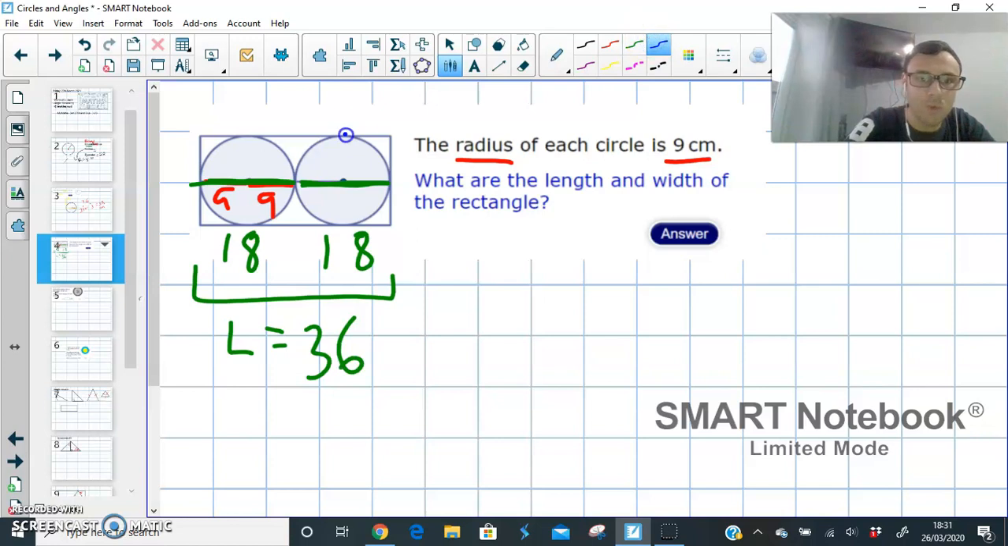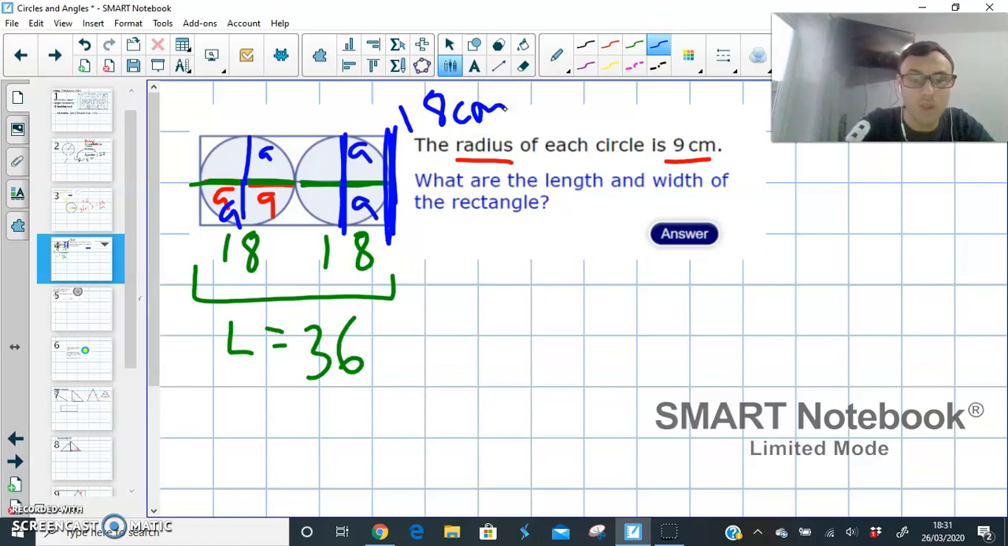And going down this way, we know that the radius is 9, so that there is also 9, okay? That is 9, that is 9, okay? But we only need to have this part going down, so that's 2 9s, which is going to be 18 centimeters. So I know the length of my rectangle is 36, and my width is 18. Okay, so it looks a bit more complicated, but actually break it down, write on there what you know.